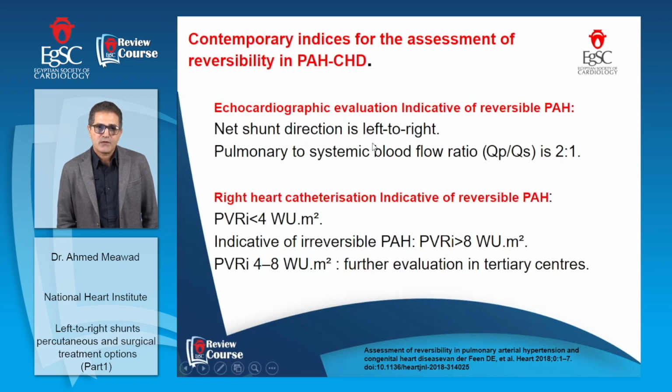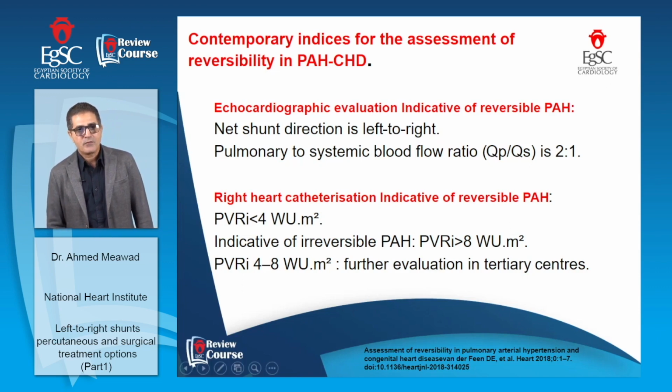On echocardiographic examination, if we find that there is left-right shunt and the pulmonary to systemic flow ratio is 2 to 1, it is indicative of reversible pulmonary arterial hypertension. On hemodynamic study by cardiac cath, if the pulmonary vascular resistance index is 4 Wood unit per meter square, it is reversible. If it is more than 8, it is irreversible. If it is 4 to 8, it is in the gray zone.